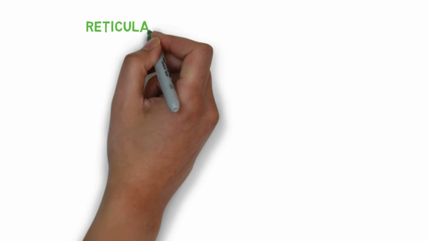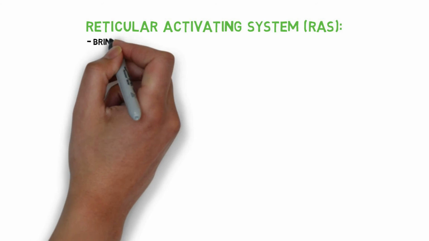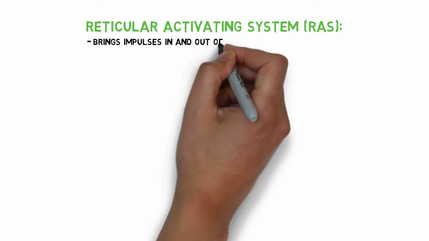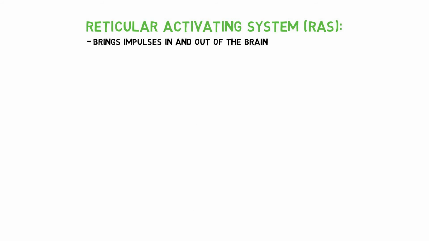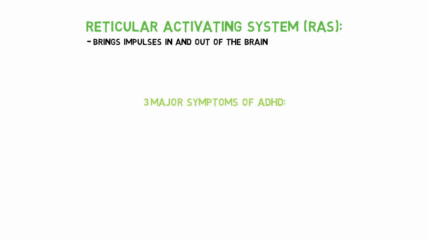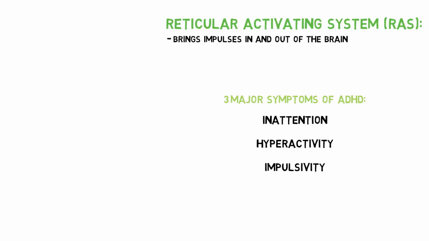The Reticular Activating System, or RAS, is a large communication system that brings information into and out of the brain. Low levels of neurotransmitters here result in all 3 major symptoms: inattention, hyperactivity, and impulsivity.